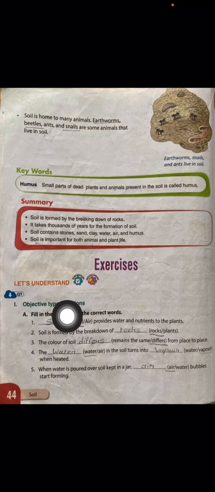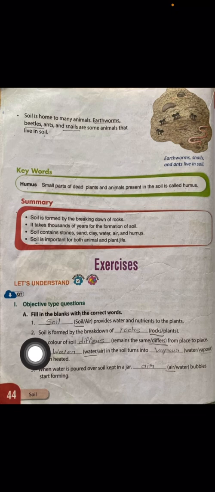See, let's understand objective type questions. Exercise A, fill in the blanks with the correct words. Your handwriting should be very neat and clean, and make sure that all spellings are correct. First one: blank provides water and nutrients to the plant. Who provides water and nutrients to the plant? Options are soil and air. So who provides? It's soil, right? So take the soil and write it down in the blank.